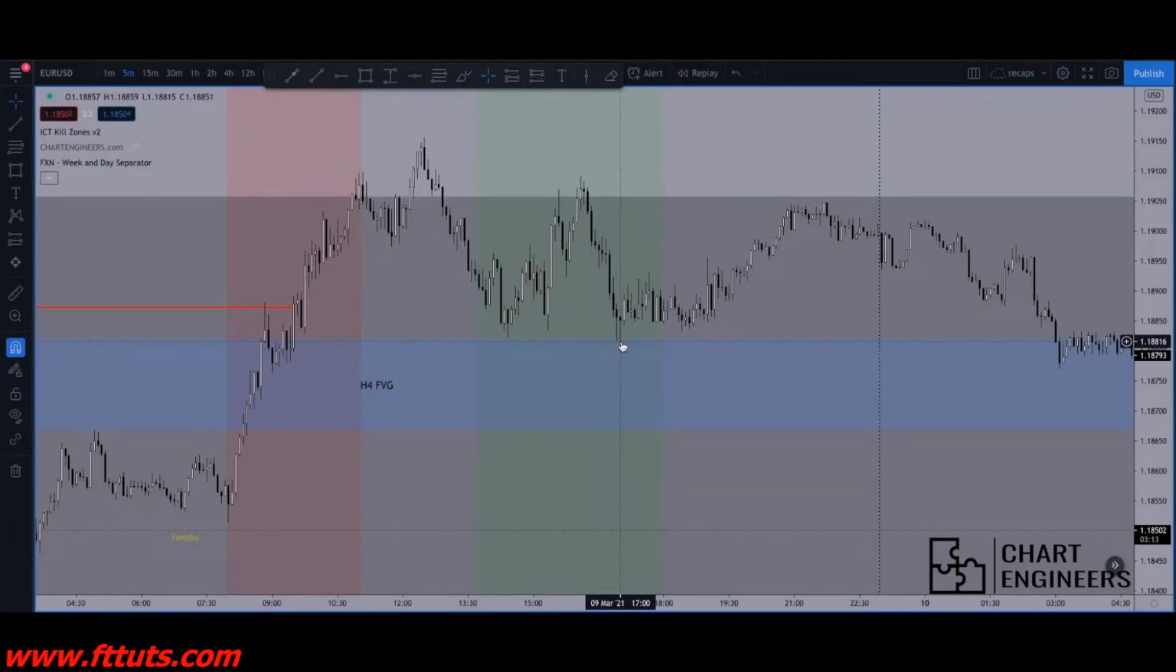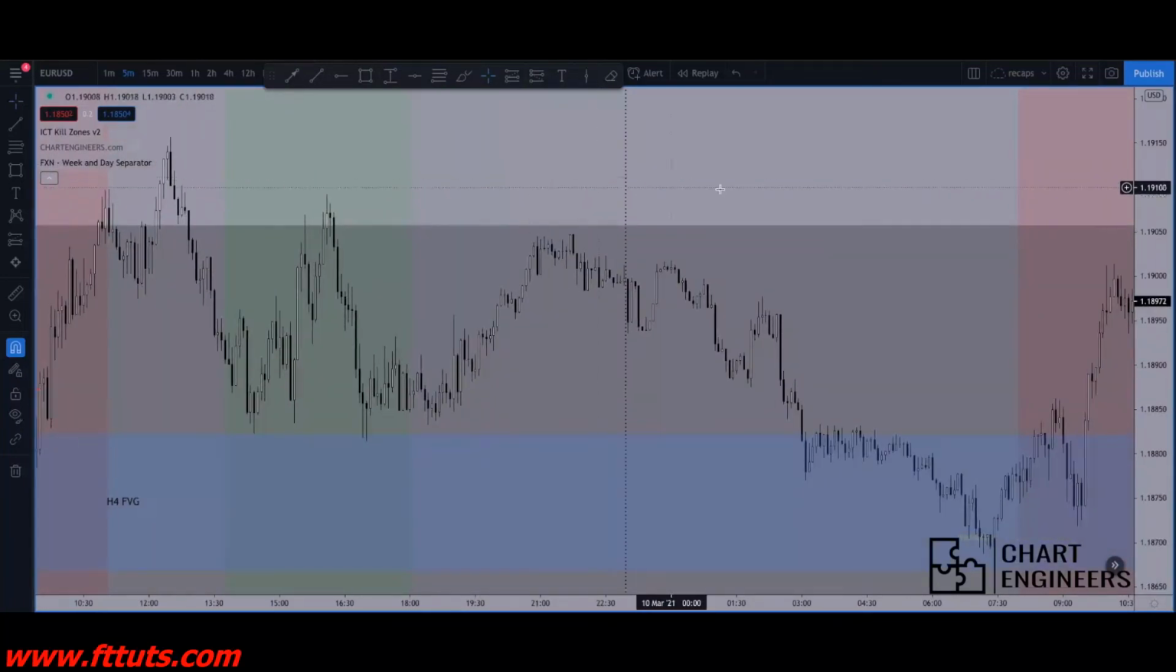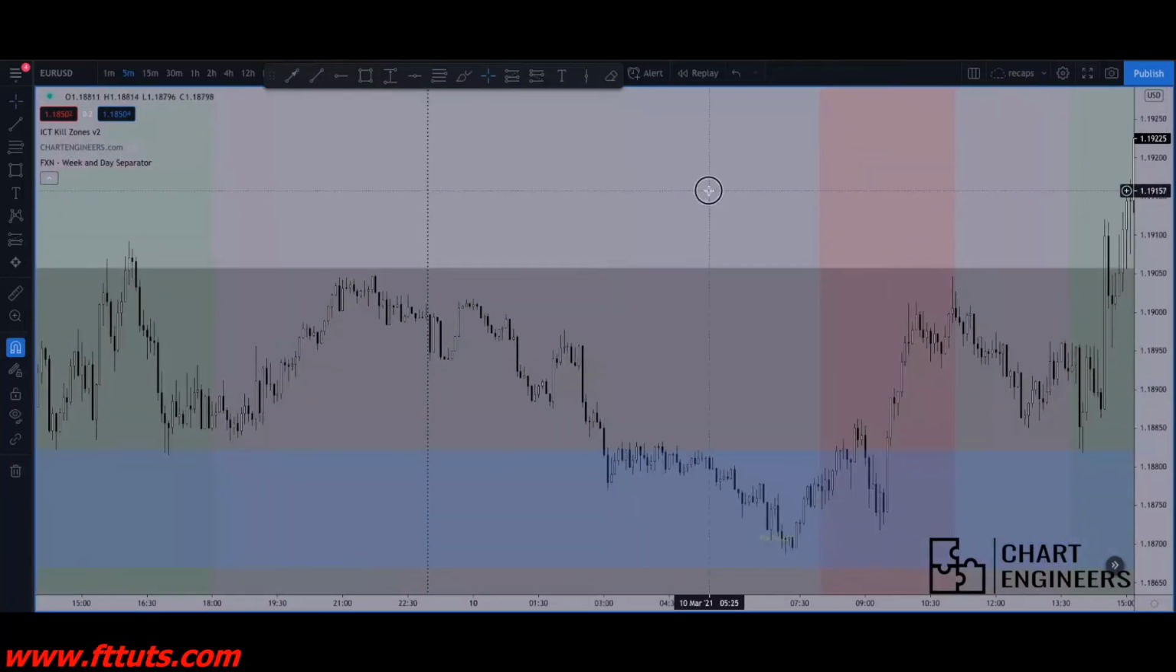But when price tapped the H4 fair value gap, we're already going outside of the New York session, which is basically when I'm not trading anymore, which is 6 p.m. So at this point we are not doing anything. So we are going to look for new opportunities on Wednesday.